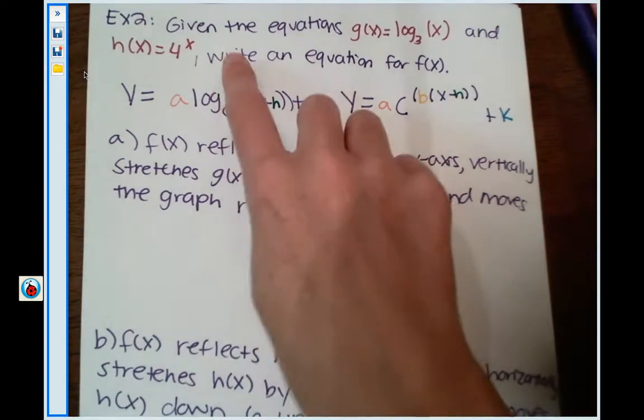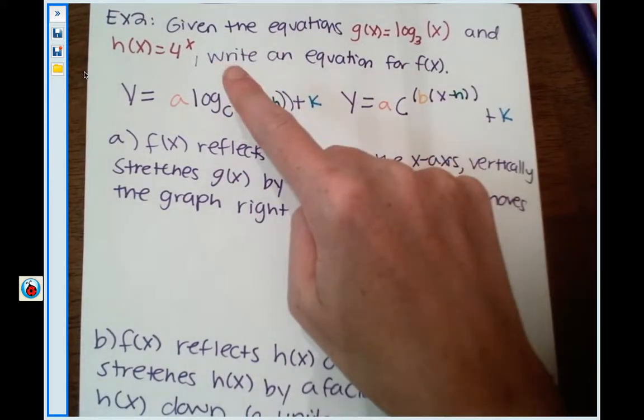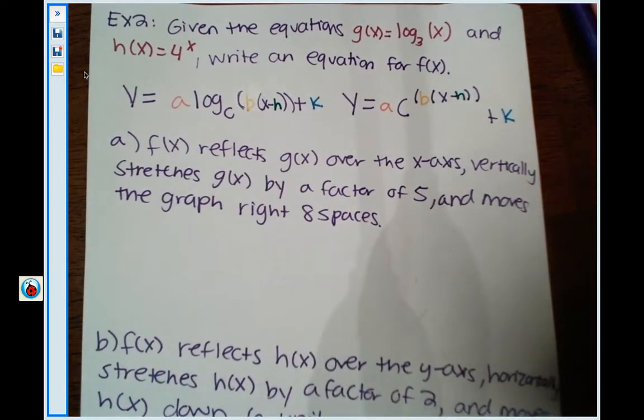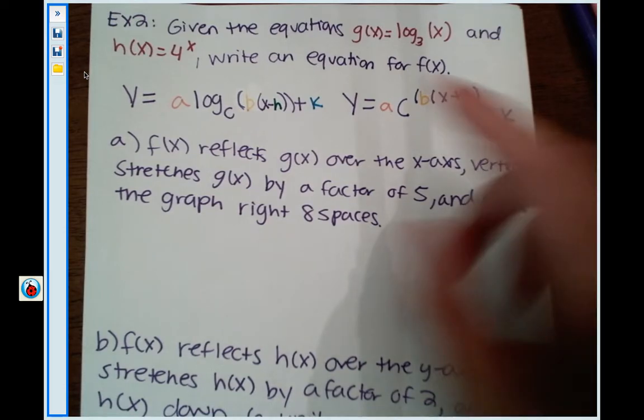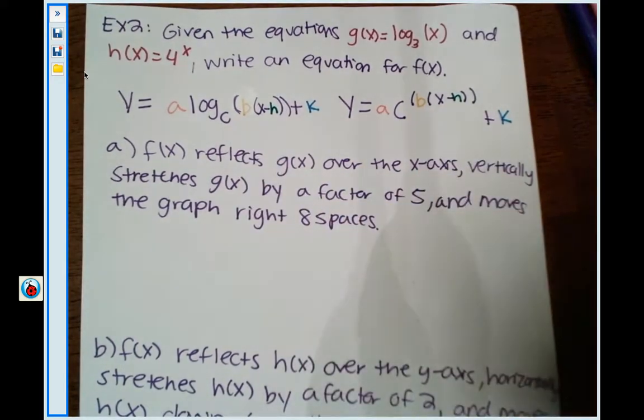So it says given the equations g of x equals log base 3 of x and h of x equals 4 to the x, write an equation for f of x. Okay, so we have our standard form for our transformations up here so we can reference it as we need it. Part A says f of x reflects g of x over the x-axis, vertically stretches g of x by a factor of 5, and moves the graph right 8 spaces.